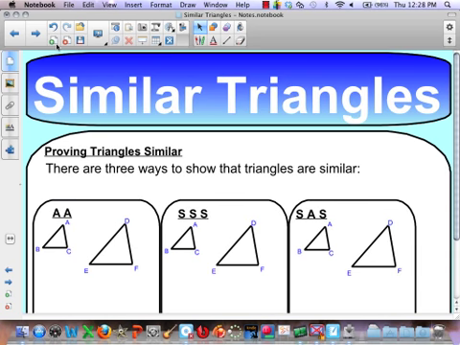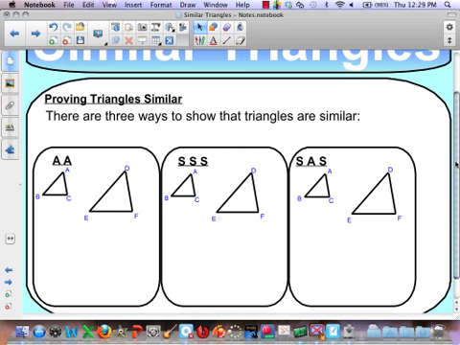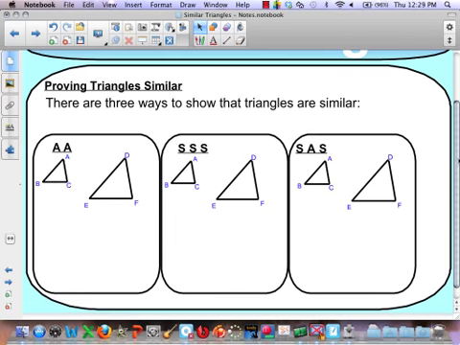So we look into this. There were basically 3 ways to show that 2 triangles were similar. What does the AA mean? Your angles are similar. Angle, angle, right? So as long as we had 2 angles that are the same, that means that our 2 triangles must be similar. So think about it: we have 1 angle that's equal, and then we have another angle that's equal.